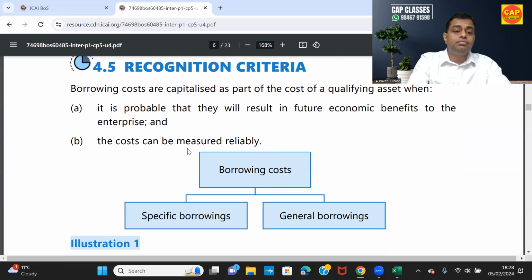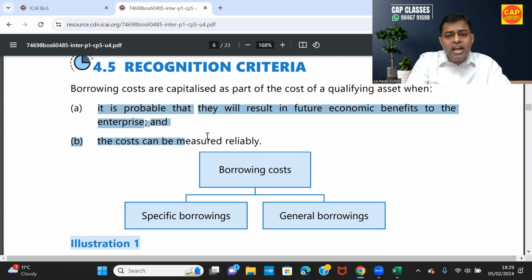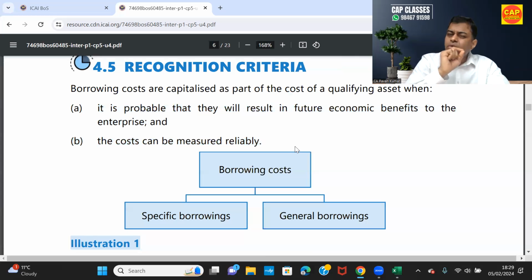Now, recognition criteria. Can you read this A and B and tell me what these A and B are? Somewhere, did we see A and B somewhere else? Devika, where did we see this? Do you remember we have seen these things somewhere else? AS 2 inventory, sir. AS 10. Yes. All the AS where you are recognizing assets.